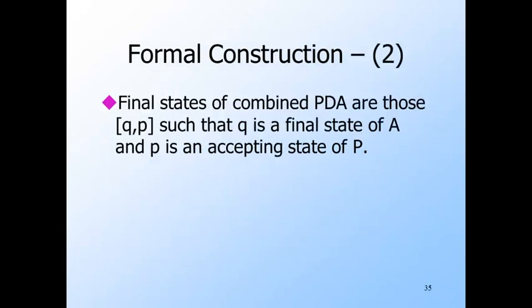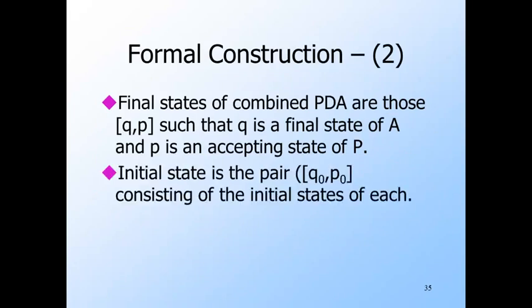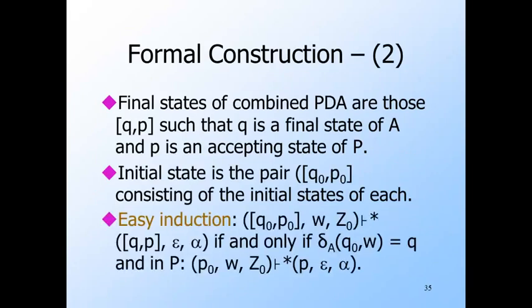The final states of the new PDA are the pairs Q, P, such that Q and P are final states of their respective automata. And the initial state of the new PDA is the pair consisting of the initial states of both automata. We need to prove a pair of inductions on the number of moves made by each PDA. These inductions say that the new PDA started in its initial state with input W, this, consumes the input and enters an ID with state Q, P, and stack alpha, having consumed the input.